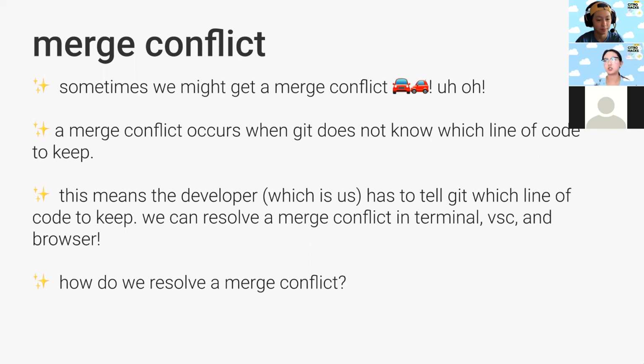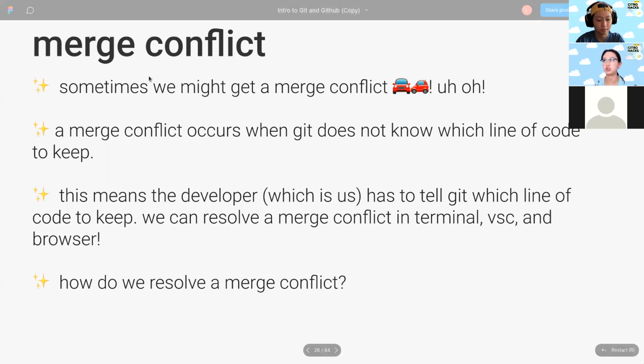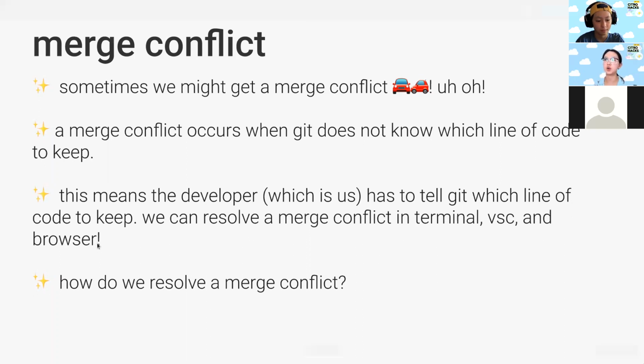There's a bunch of ways that we can resolve a merge conflict. You can do it in the terminal, which I actually don't like doing. I don't like working in the terminal for merge conflicts. Visual Studio Code is the way I like best, and the browser. If your merge conflict is small enough, you can just resolve it in GitHub. But if it's large, then you have to do it in Visual Studio Code or the terminal.